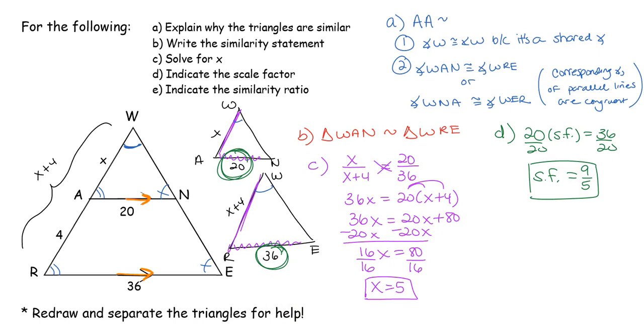And then our last part here, part E, what is the similarity ratio? Well, if the scale factor is 9/5, the ratio is 5 to 9. Those are always going to be reciprocals of each other.